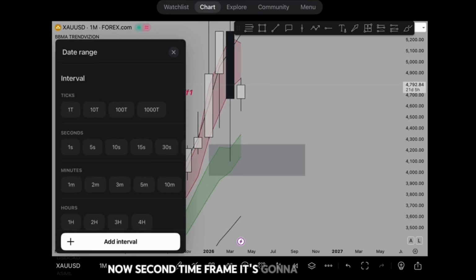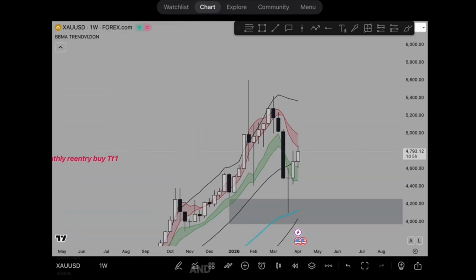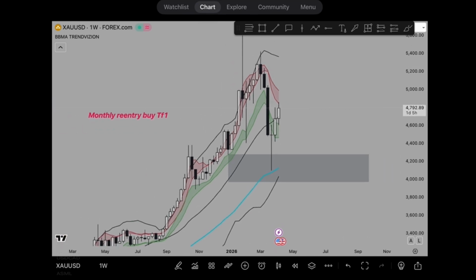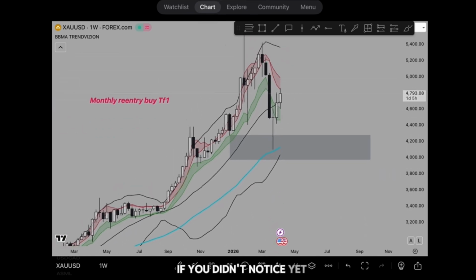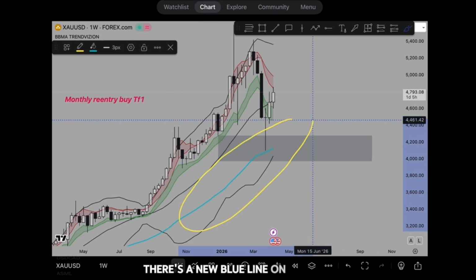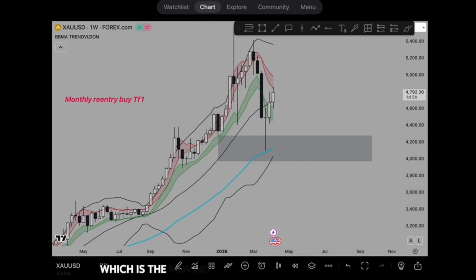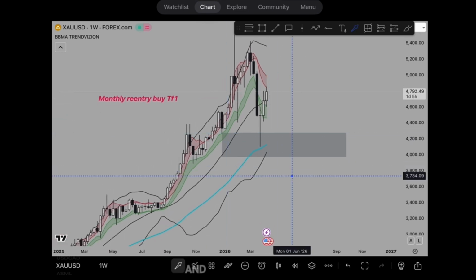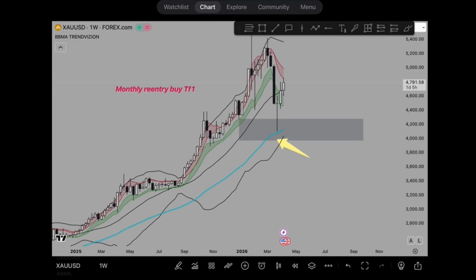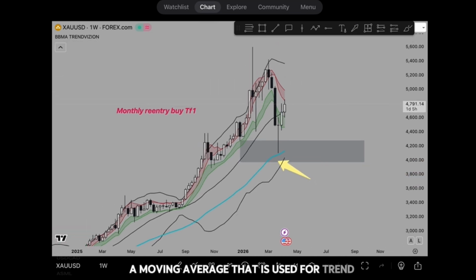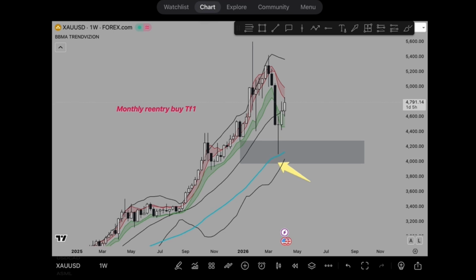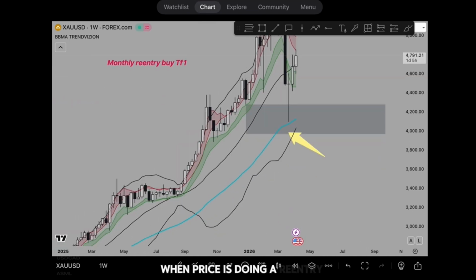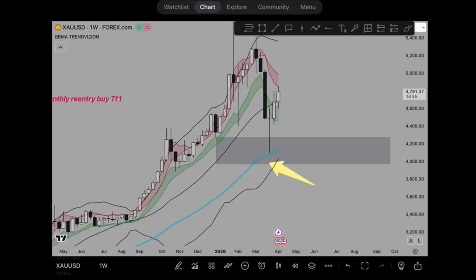Now second time frame is gonna be the weekly, and as you can see, by the way, if you didn't notice yet, there's a new blue line on my chart, which is the moving average 50 exponential, EMA 50, and this is basically a moving average that is used for trend and a third extreme. So when it rejects, for example, the EMA 50, when price is doing a re-entry, that can be also seen as an extreme.